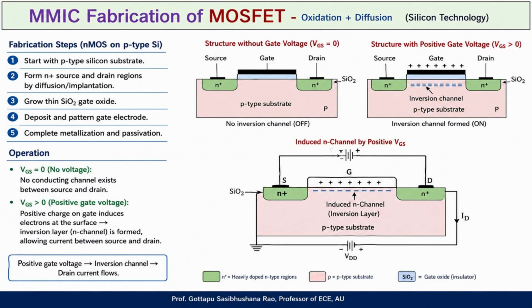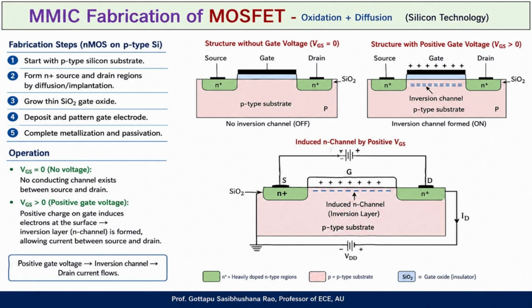This slide explains the fabrication and operation of an N-channel MOSFET in silicon technology. The process starts with a P-type silicon substrate. Heavily doped N+ source and drain regions are then formed by diffusion or implantation. A thin silicon dioxide gate oxide is grown, followed by deposition of the gate electrode, metallization, and passivation.